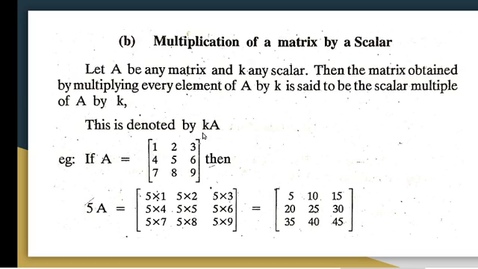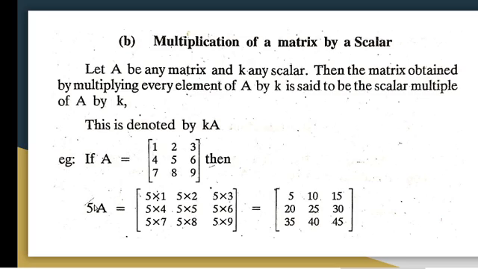with the matrix, that means if you have to find the KA value, this is the scalar value, and we have to multiply that with the matrix A. What you have to do is multiply K with each and every element of the matrix A. Then we will get the scalar multiple of A. For example, if we have a matrix A like this, then we have to find out 5A.